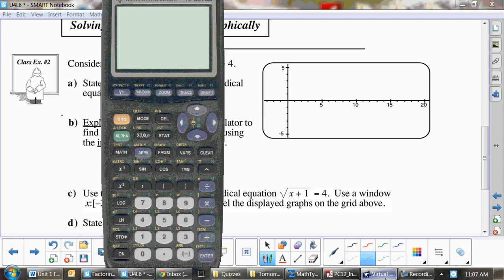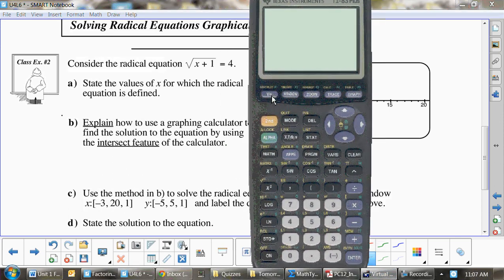So what is on our left? Let's turn it on. Let's do the square root of x plus 1. And what is on the right side is my y2. That's 4. Hit graph. First one comes up. Second one comes up. Okay. Now, have they hit each other? No. So the answer is where they intersect.